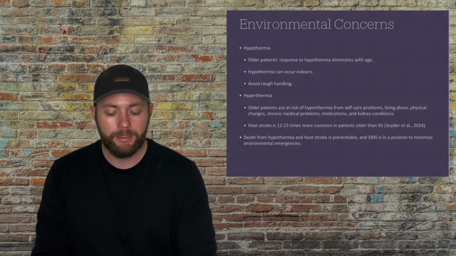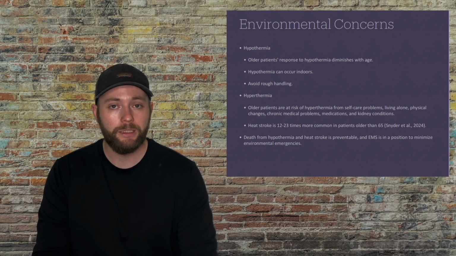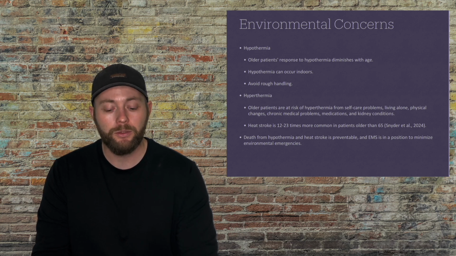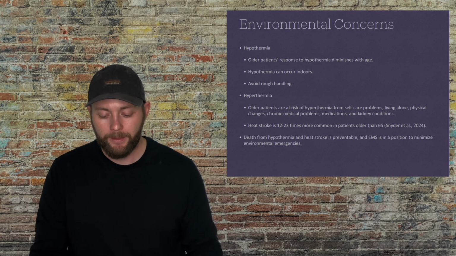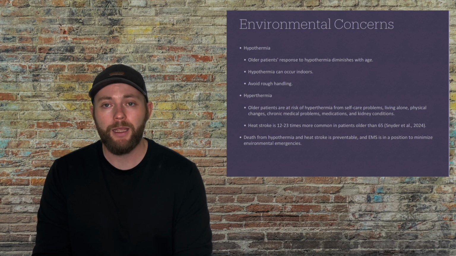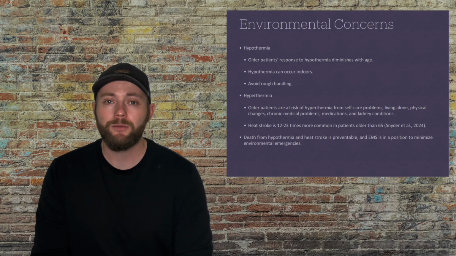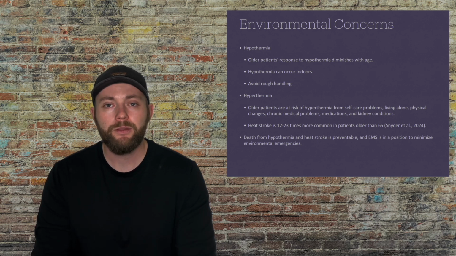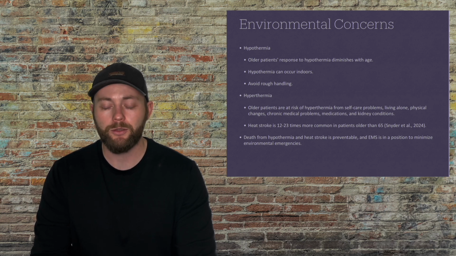Preventing environmental emergencies can include providing access to shelters during hot and cold seasons, well-being checks for older patients who live in our communities or who are known to live alone, and educating the public on how to avoid these types of emergencies. Time permitting during a call, it may be applicable for you to check to see if the patient has access to working heat and AC, and if not, possibly connect them to some resources that can help. Death from hypothermia and heat stroke is preventable, and EMS is in a good position to minimize these environmental emergencies.